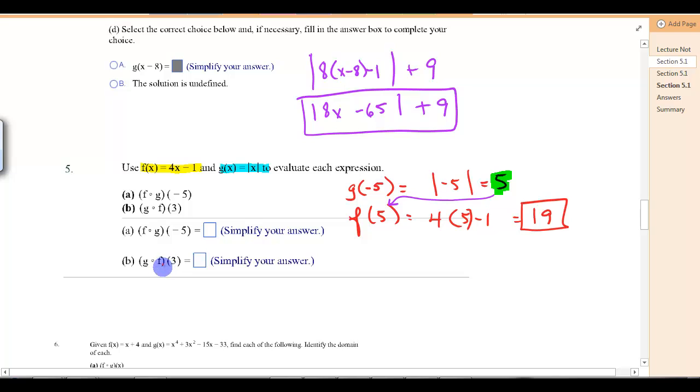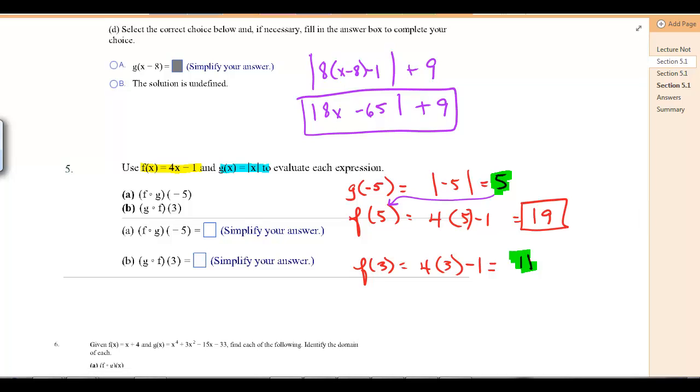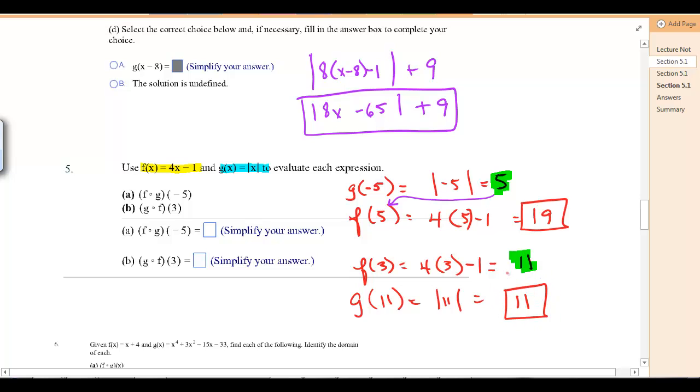g of f of 3 means we start with f of 3. f of 3 is equal to 4 times 3 minus 1, which is 11. And then this 11 goes where? Into the g function. And we get 11.